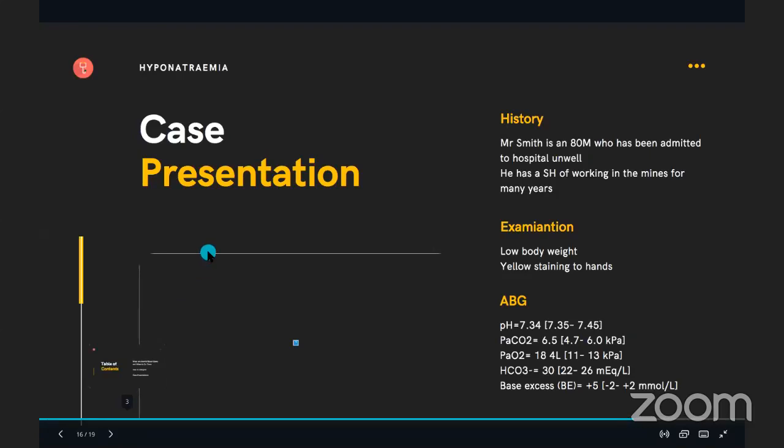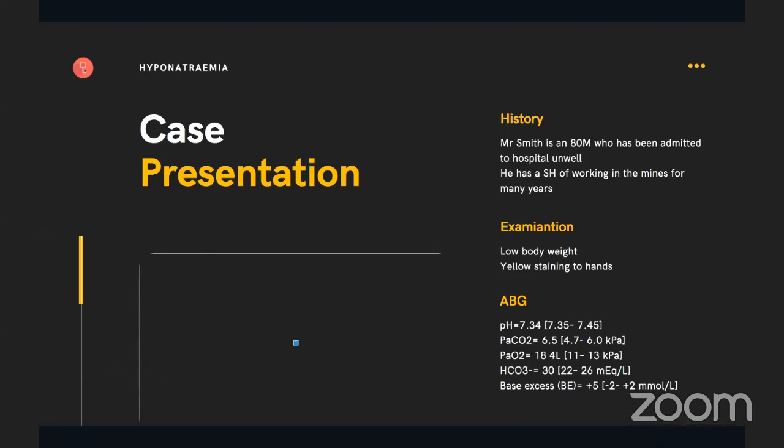Is that all right? Are there any questions with regards to that? Or we'll move on to the next one. There's just one question that's come through asking if the pH isn't within normal range, then can we say that this is a fully compensated acidosis? No, so you can't say it's fully compensated. That's exactly right. You would say that it was partial. That's all the questions at the present.